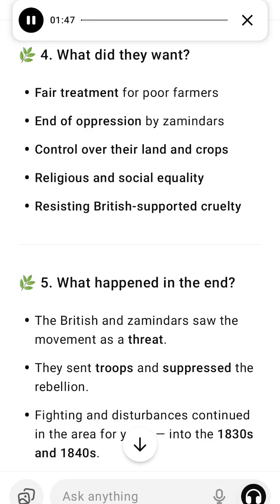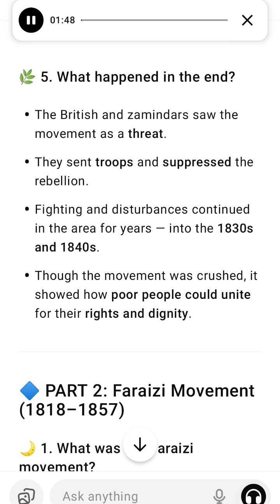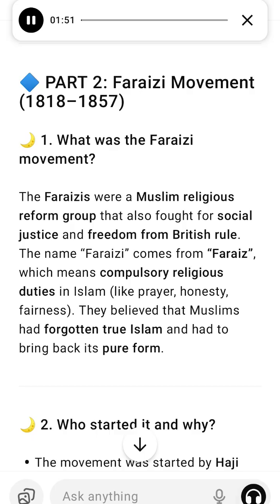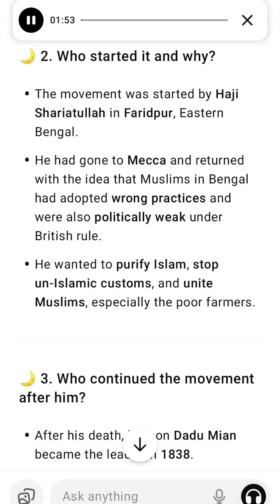4. What did they want? Fair treatment for poor farmers, end of oppression by zamindars, control over their land and crops, religious and social equality, resisting British-supported cruelty. 5. What happened in the end?